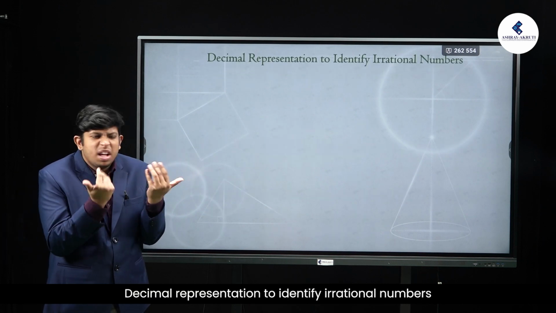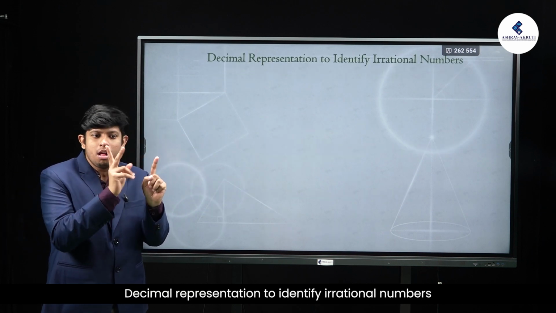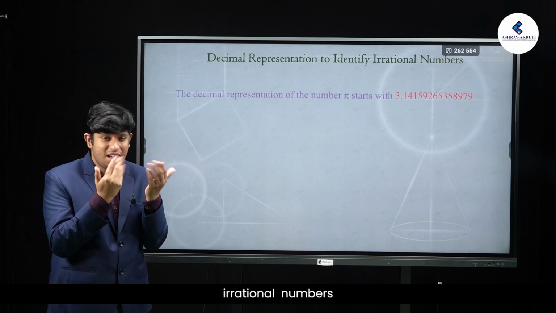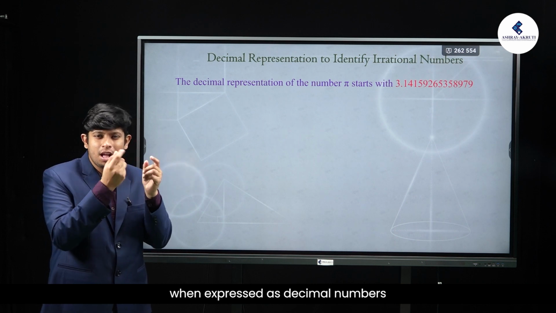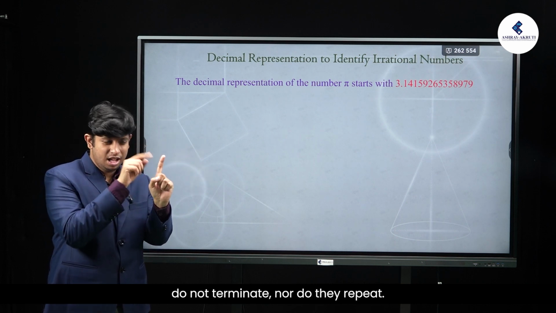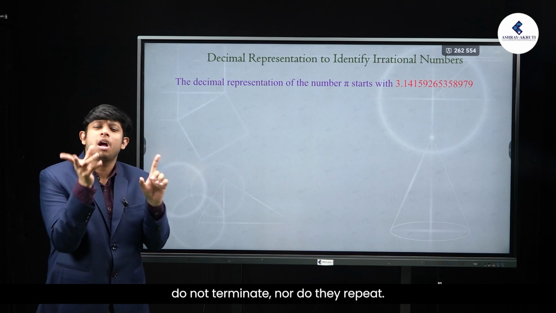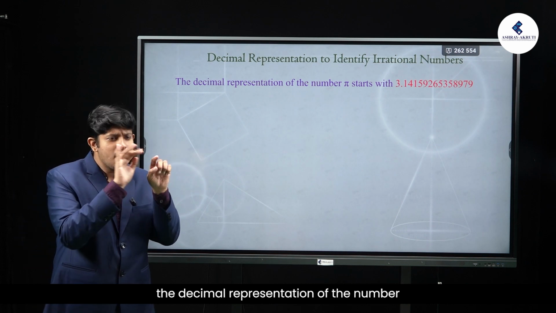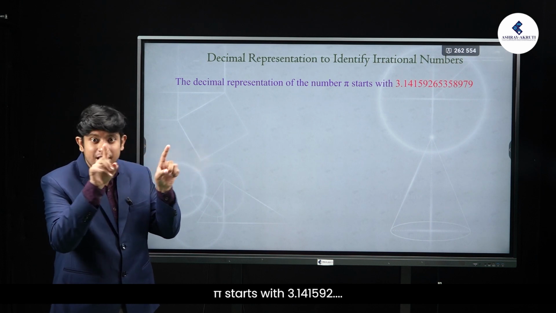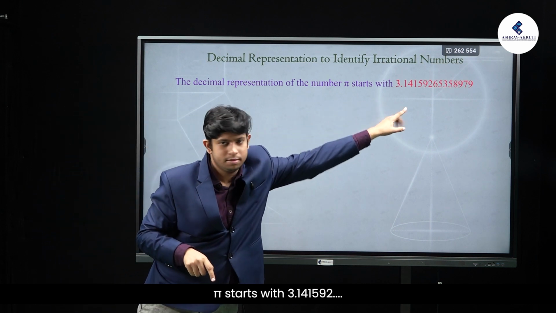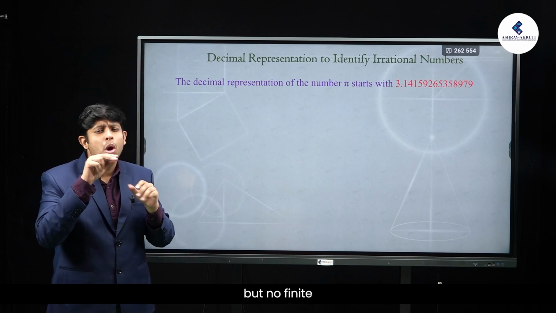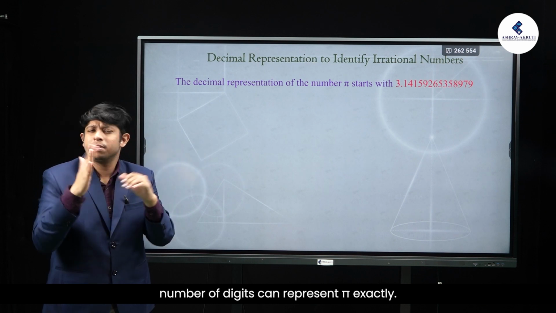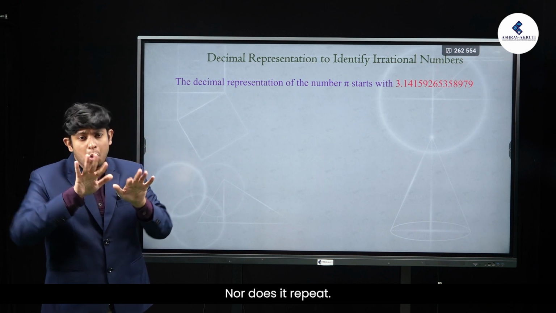Decimal representation to identify irrational numbers. It can be shown that irrational numbers, when expressed as decimal numbers, do not terminate nor do they repeat. For example, the decimal representation of the number pi starts with 3.141592 and so on. But no finite number of digits can represent pi exactly, nor does it repeat.